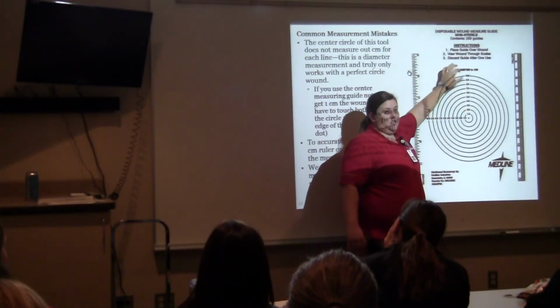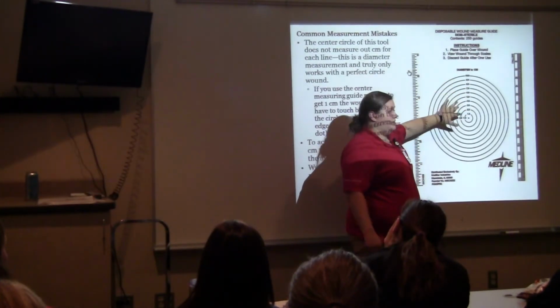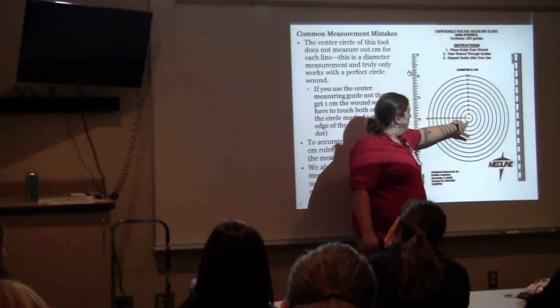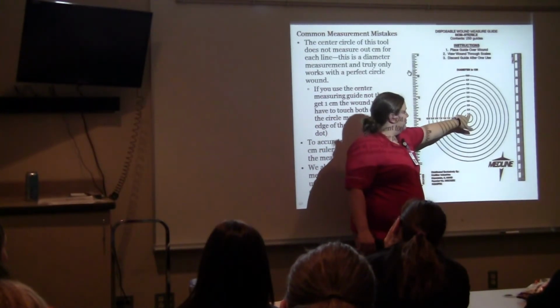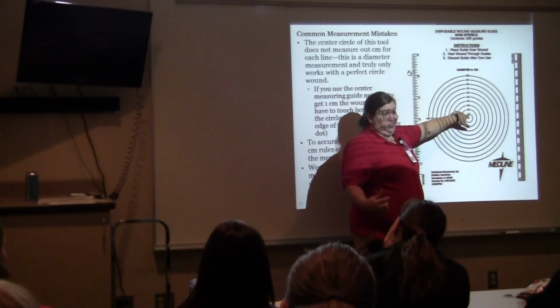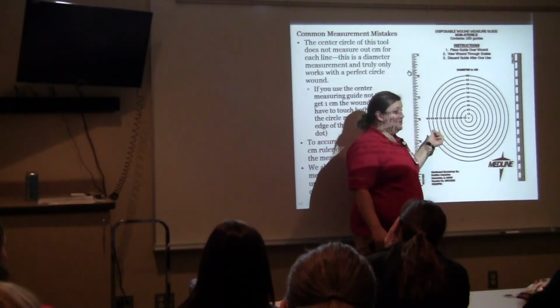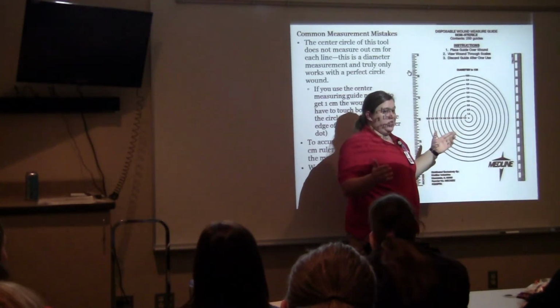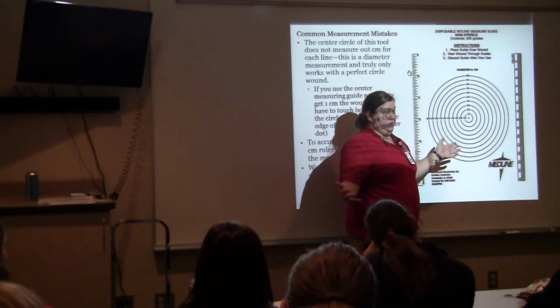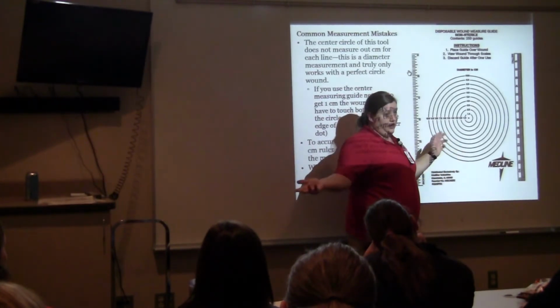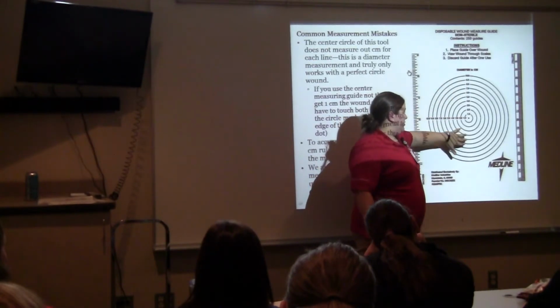This center part, unless you have a perfectly circle wound, you should never use this, because this is measuring the circle. So if you think it's from dot to 1, that's really only ½ centimeter. And I see it all the time. We'll see a wound measures 3, and then we'll check it the next week, and somebody measured it as 6 centimeters. Well, that wound didn't change 3 centimeters in a week. It's an error of measuring.